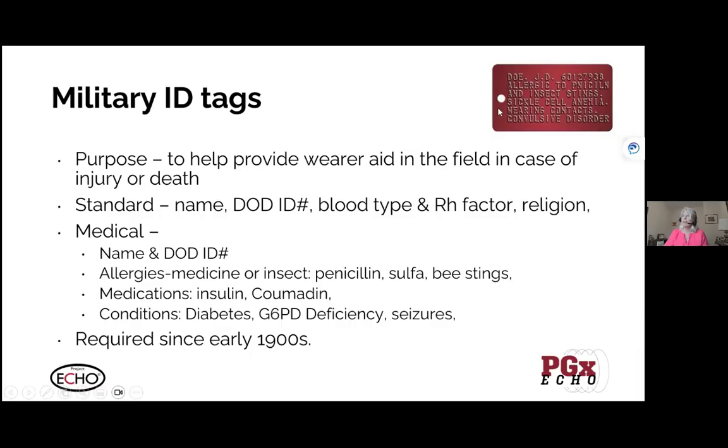So if a person had G6PD deficiency prior to those red tags, it would have been on their silver medical or their silver ID tag, or dog tag as they are nicknamed. But these days, if they have that, it would be on a red medical tag, and they have those in addition to their silver medical tags.